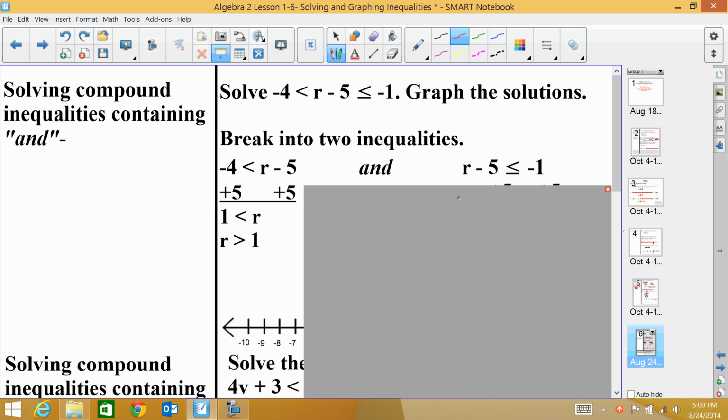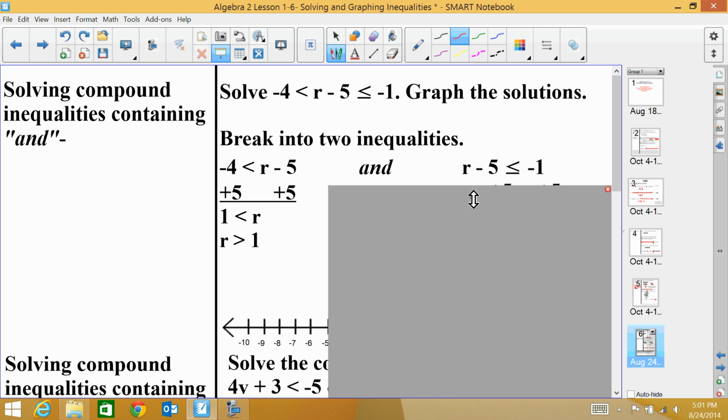So over here, if we add 5 to both sides to get r by itself, we get 1 is less than r. And remember, we need to rewrite that before we can graph it because r does not come first. So we need to rewrite it so r comes first and then flip our sign: r is greater than 1. So that one's finished.